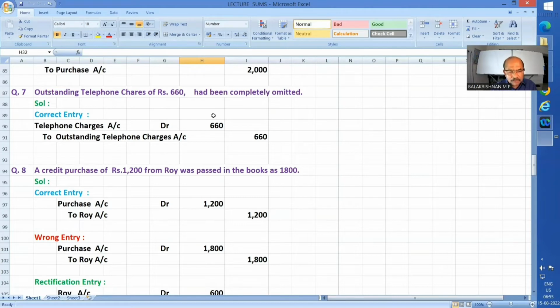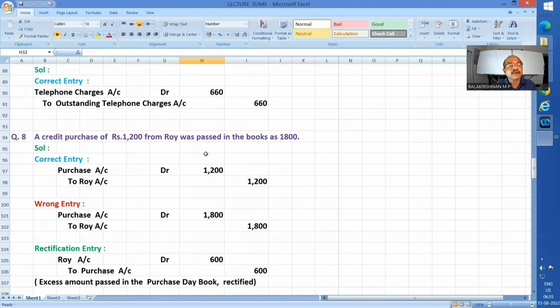Outstanding telephone charges rupees 660 had been completely omitted. Again, a case of omission, proper entry. The concerned revenue expenditure has to be debited, telephone charges, and a liability, outstanding telephone charges 660. Any expenditure not paid or pending to be paid at the time of finalization has to be credited as a liability. Okay, I don't want to say more about it. When we take up the final accounts, we'll be discussing it in detail. So telephone charges account debtor to outstanding telephone charges account.